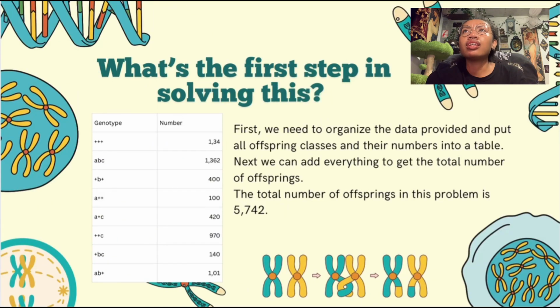The first step we need is to organize the data and put all offspring classes and their numbers into a table, which I provided on the left. Next, we can add everything to get the total number of offspring. The total number of offspring in this problem is 5,742.